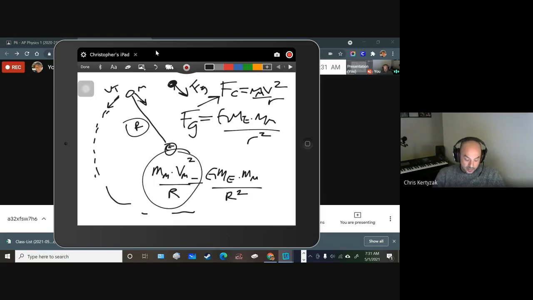So when we do that, notice that the mass of the Moon cancels. If I multiply both by r, and r cancels. And then on the right side, this r and one of these r's cancel. Essentially I'm left with, I'm going to put a box around it, this. This is the velocity of the Moon. So this is the orbital velocity.